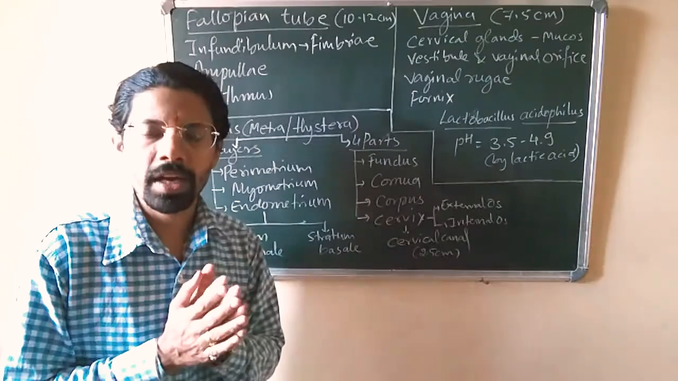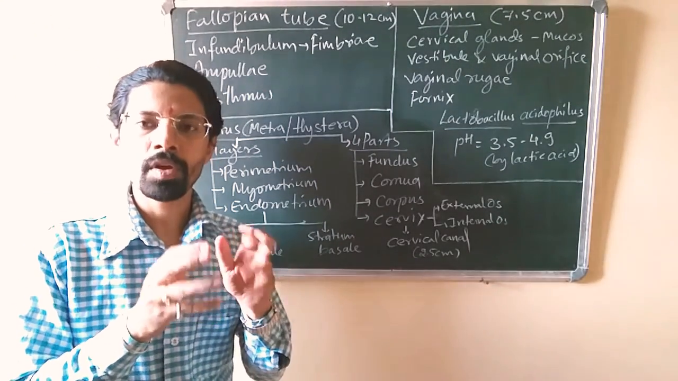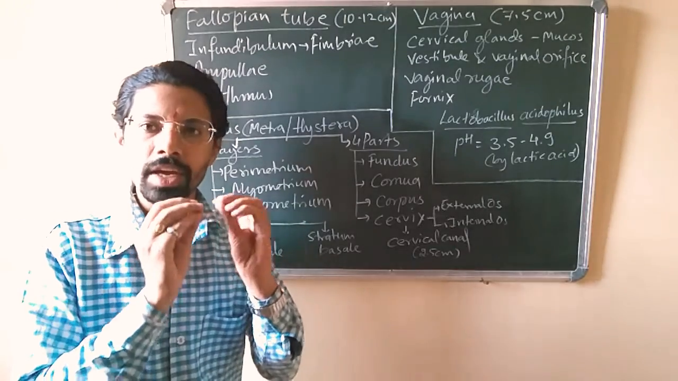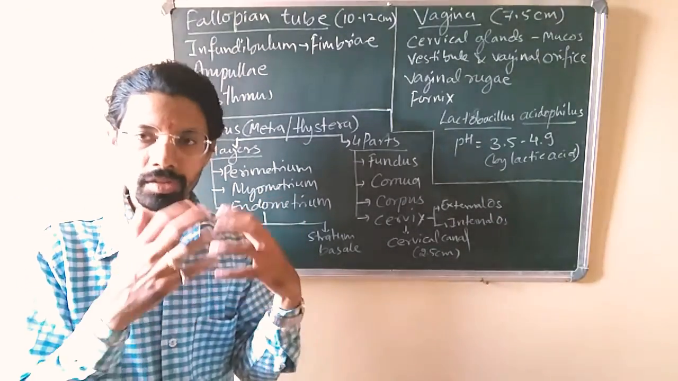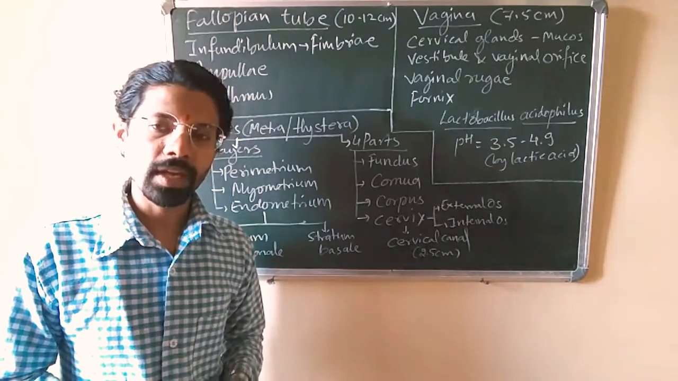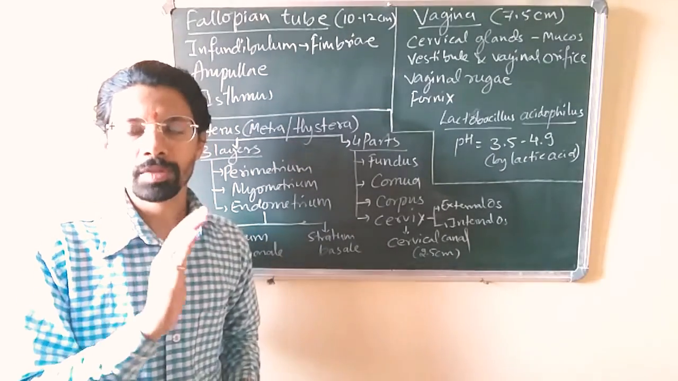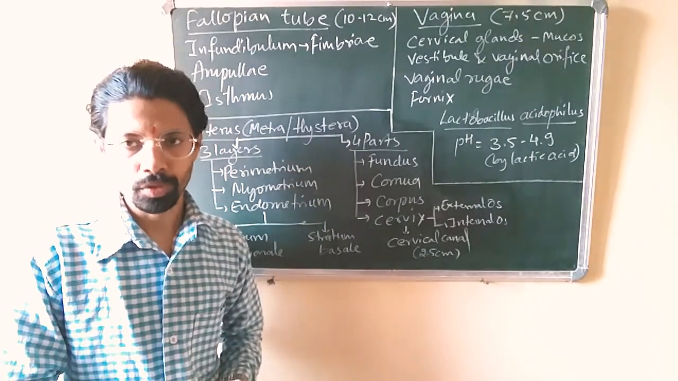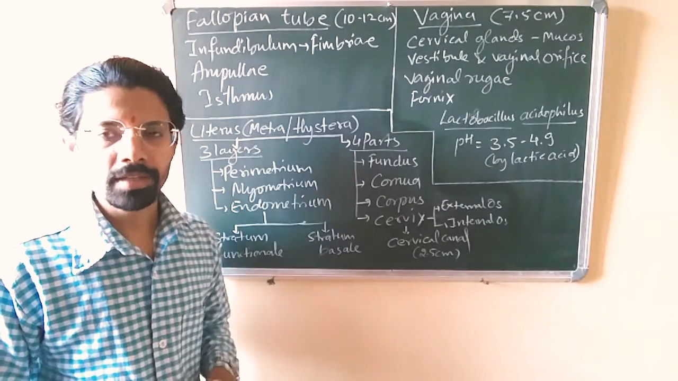Internally it is lined by ciliated epithelium. This epithelium is very helpful for rolling the ovum, and after fertilization there is cleavage, that is division of the zygote, and it helps to roll this zygote into the uterus for implantation. Okay, so ciliated epithelium is present in the inner lining of the fallopian tube. It is approximately a 10 to 12 centimeter long tubular structure.